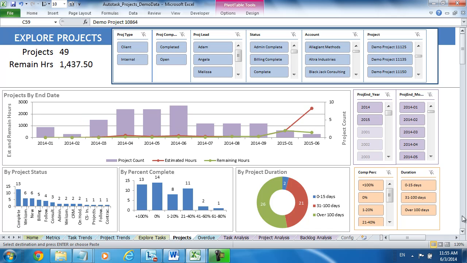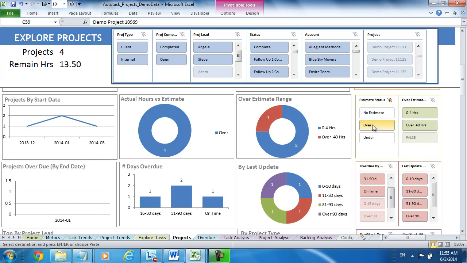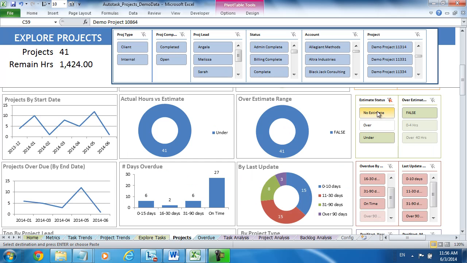And that's probably an ongoing project. I can look at actual hours versus estimate, and I'm really interested in where the actual hours entered on projects went beyond my estimate. I could indicate where I was over, and this is going to drill into the 4 projects where I was over my estimate. Where was I under? It's going to give me the 41.